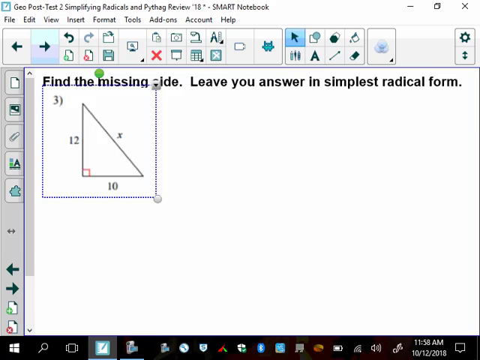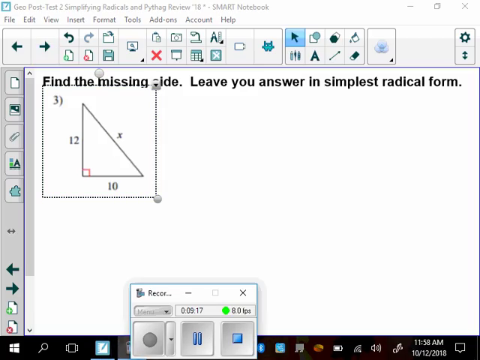I would like you to pause the video and see how far you can get on this problem. When you unpause it, then you can see how you did.